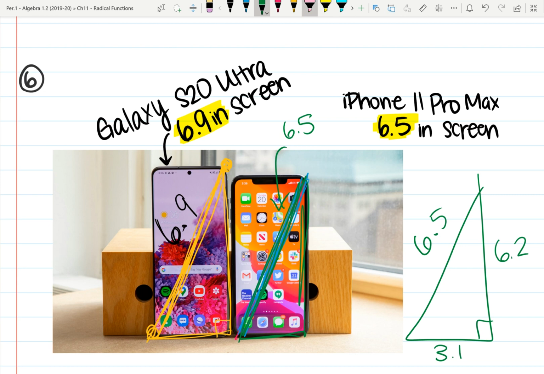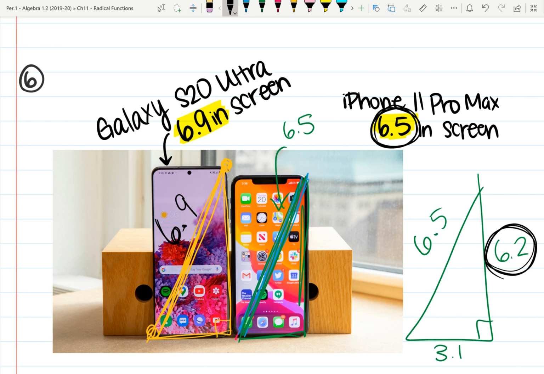So if you're ever wondering, like, why are they lying to me in advertisement? They're trying to make it seem like it's bigger than it actually is. Because when they say 6.5, they're not actually talking about the height, they're talking about the diagonal, and it makes it seem larger. The height of the phone is actually 6.2 inches, not 6.5.